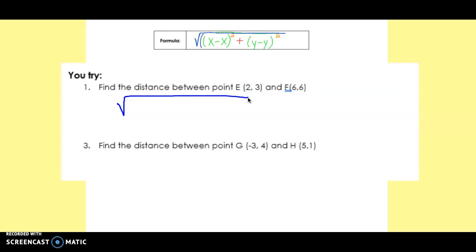So finding the distance between point E and F. So there's my square root sign. I'm going to subtract my x values. So 2 minus 6 squared. Easy to forget the squared. Make sure you're putting it in there. And then again, I'm going to subtract my y values. So 3 minus 6 squared.